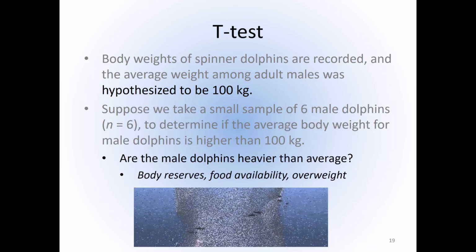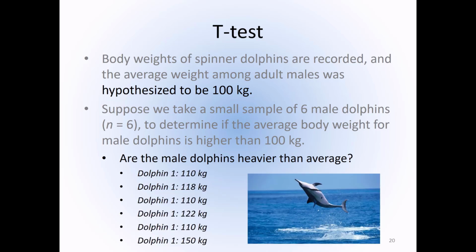And this might be based on interest in body reserves. If they're planning to make a migration, we want to make sure that they have enough reserves in their body to make it to their destination, food availability, or maybe overweight. If these animals are too heavy, maybe they're less capable of actually capturing food because of their hydrodynamic capabilities.